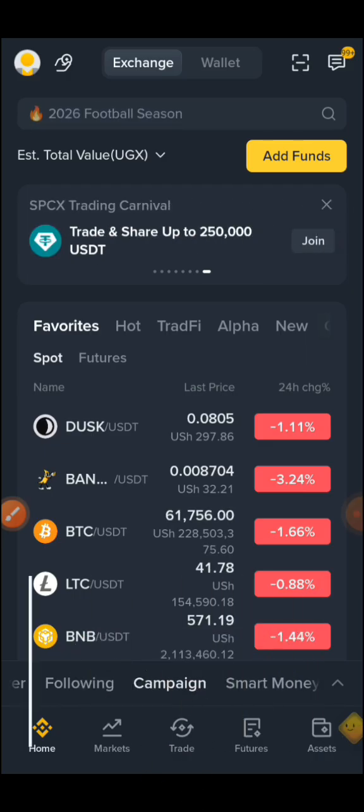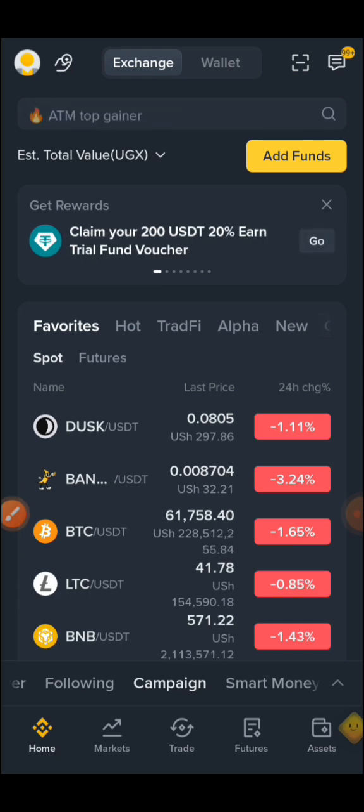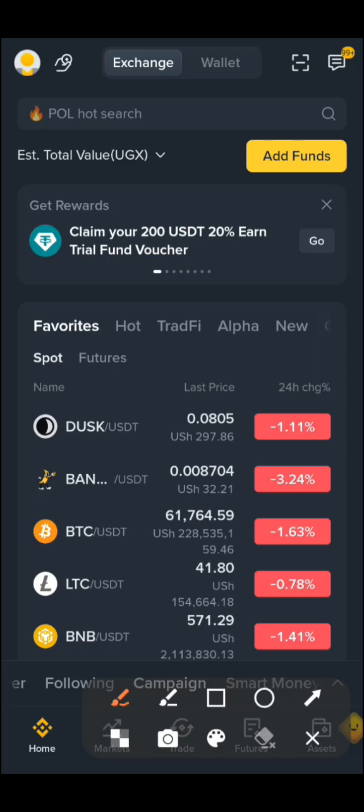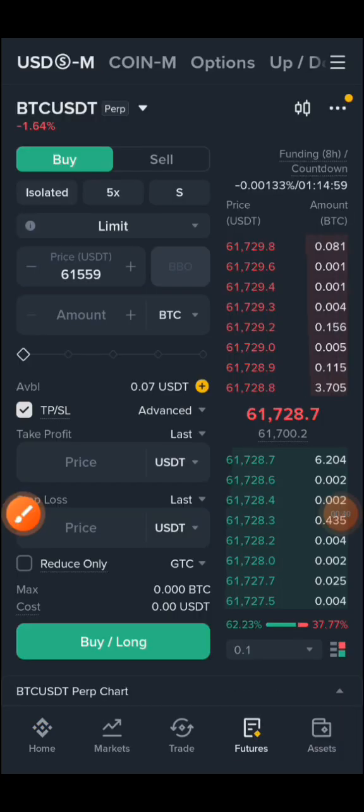Now, this is the Binance homepage. This is how your Binance homepage looks like. Go ahead and press right here on Futures. And after pressing on Futures, this is how your page looks like right now. Now, we are going to understand each and everything on this page, and we are going to go step by step. So let's start.